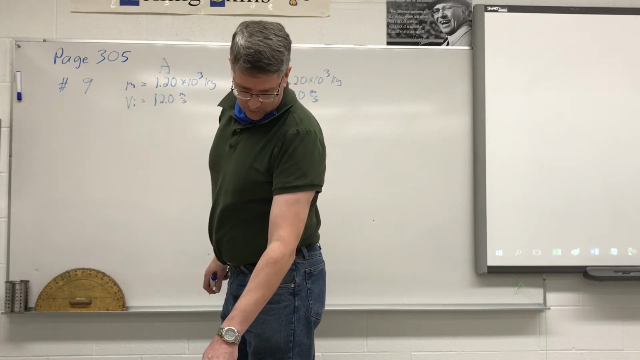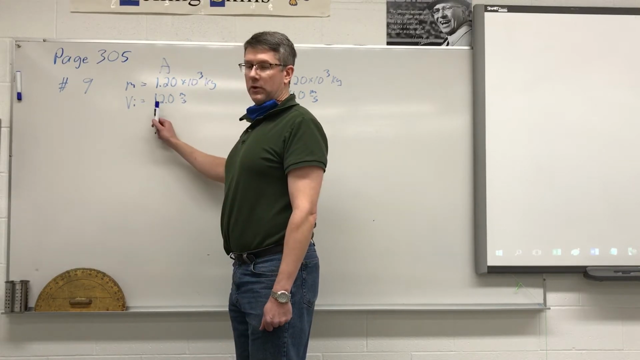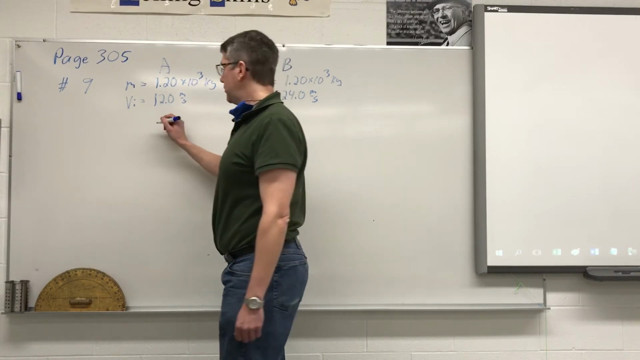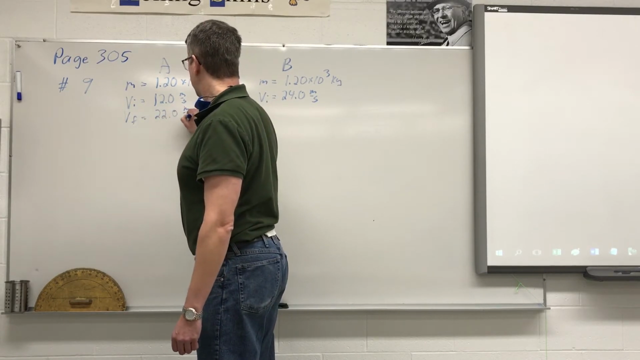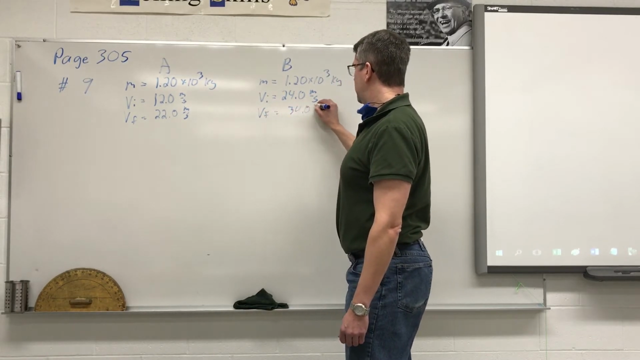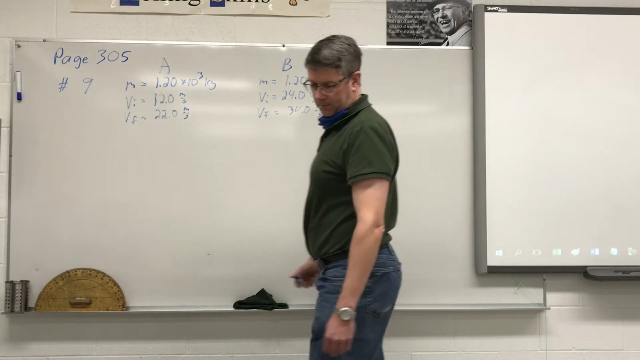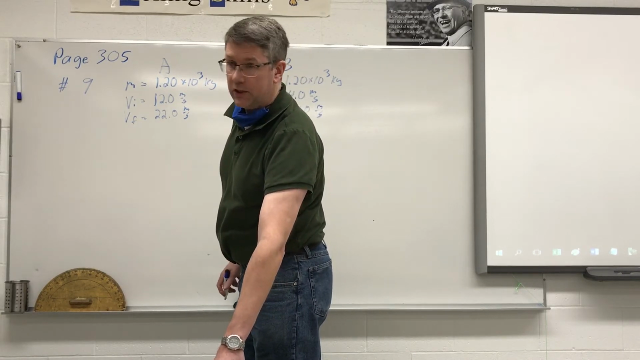Both cars increase their velocity by 10 meters per second, so car A is going to start at 12 and finish at 22. So V final will be 22.0 meters per second, and V final over here will be 34.0 meters per second. And it asks us, calculate the gain in kinetic energy of each car.